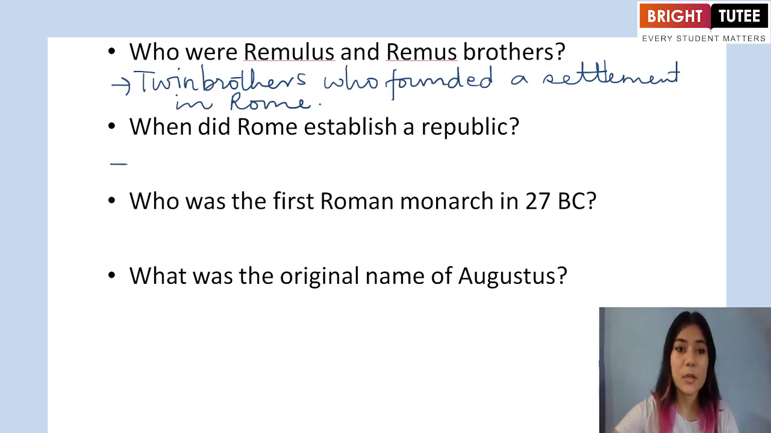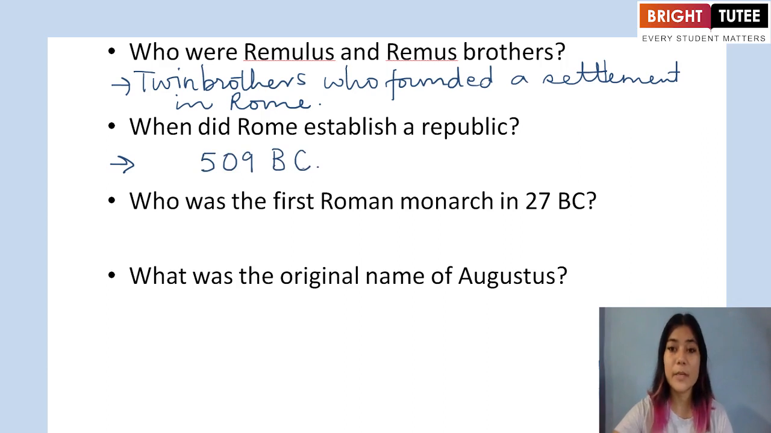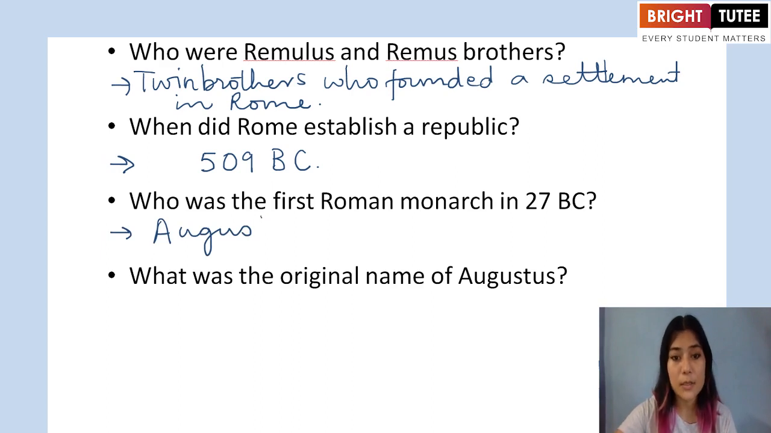The next question, when did Rome establish a republic? The answer is 509 BC. The next question, who was the first Roman monarch in 27 BC? It was Emperor Augustus.